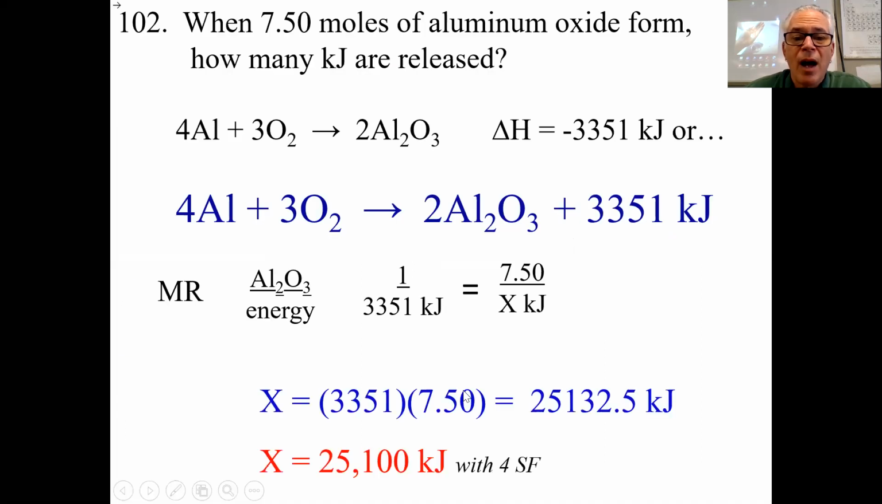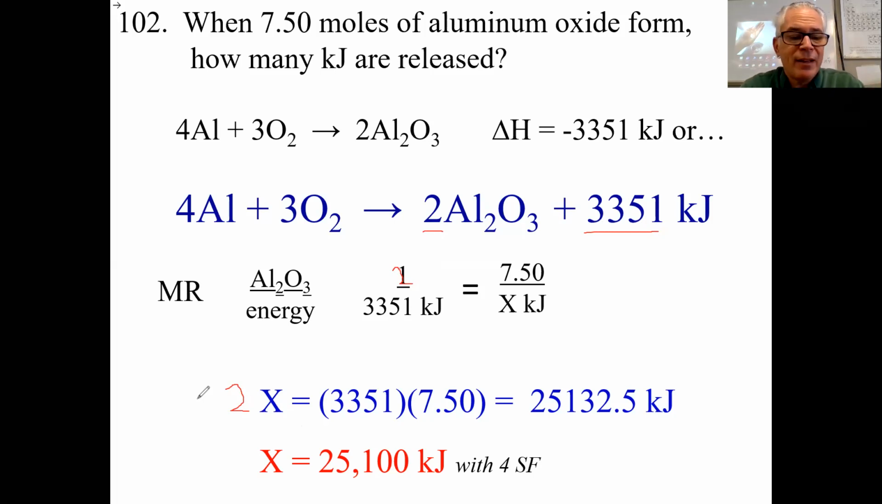When we cross multiply, we're going to get 3351 times 7.5 is equal to 2x. Now, there's a mistake here, and I can't fix it. I'm going to have to write on this because I can't let this stand. I'm going to fix this as we speak. So this is 2x, because this is supposed to be 2, because it's in a 2 to 3351 kilojoule ratio. 2 moles of aluminum oxide is in proportion to that.